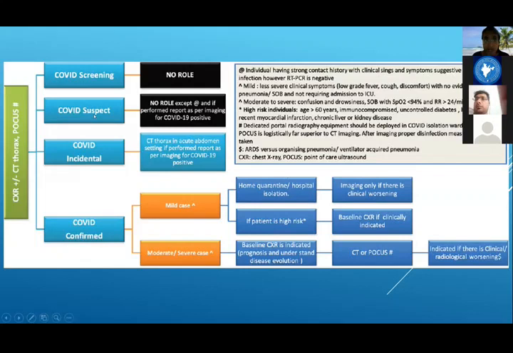COVID suspect, there is no role except if we are strongly suspecting COVID and the RT-PCR is negative. We know that false negative rates are very common in RT-PCR. So in those patients, we can take chest imaging. And there is something called COVID incidental.